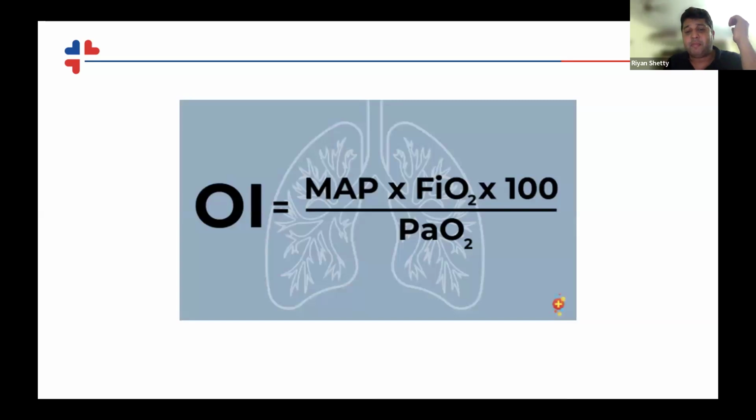Oxygen index is nothing but mean airway pressure times FiO2 times 100 divided by PO2. When your oxygen index is more than 40 for 4 hours or more than 20 for 24 hours, it really raises some alarm bells.